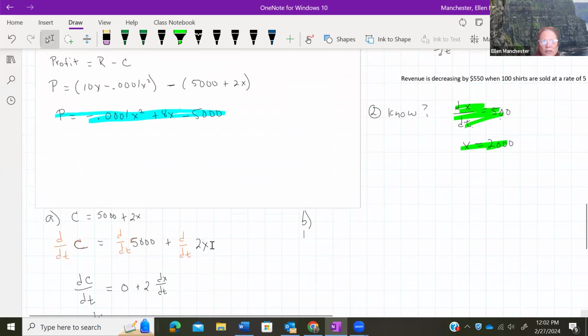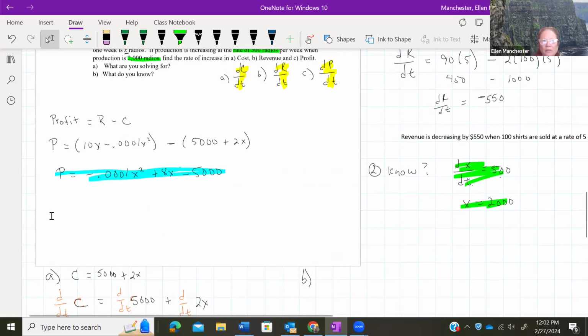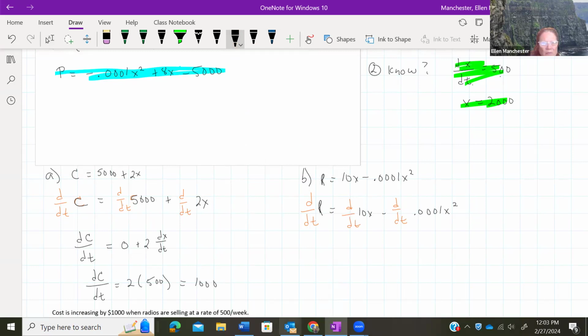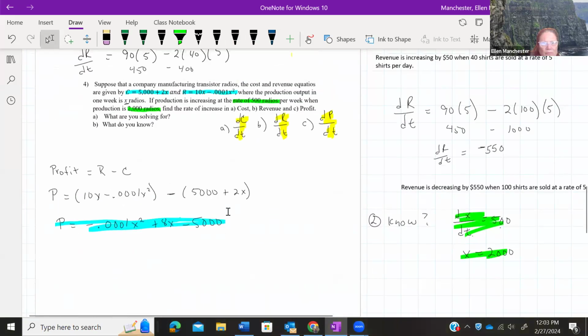Okay, and then B, we're looking for how the revenue is changing. So your revenue function is 10x minus 0.0001x squared. So you're going to walk through the process again. The derivative in terms of time, I'm going to write them all so I don't have to keep changing my colors. We have the revenue, 10x minus 0.0001x squared. I have the right number of zeros, right? 3 of them? Yep, okay.